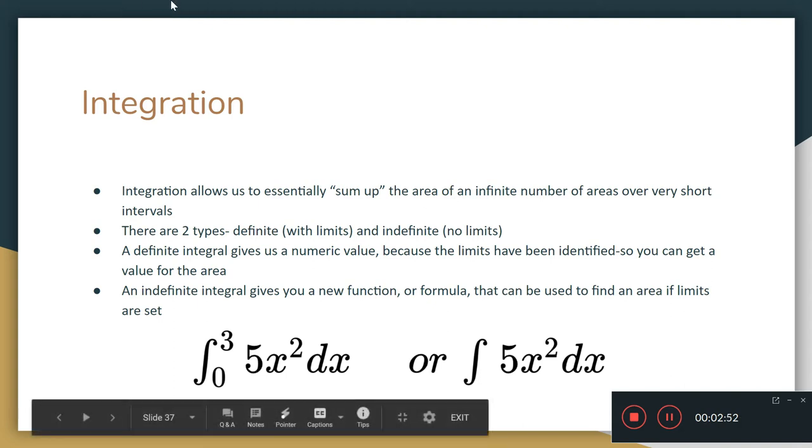So this is the example of a definite integral. The way we want to read this is it's the integral of 5x squared with respect to x. You see the dx at the end. That means we're taking it with respect to x between the limits of 0 to 3. Okay, this one would be an indefinite integral. It just says take the integral of 5x squared with respect to x.